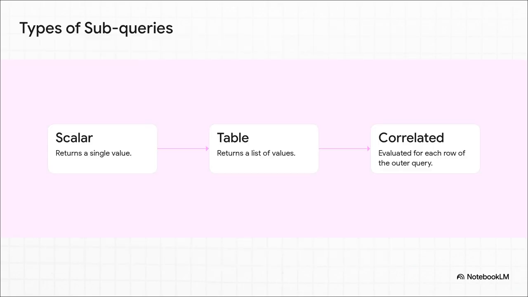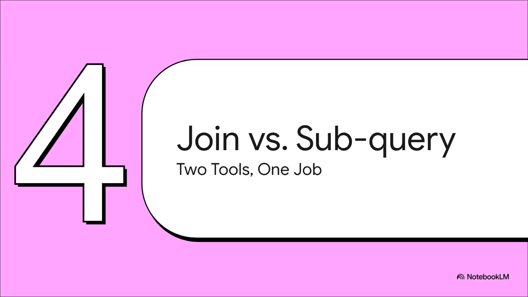Now, for our toolkit, we're going to focus on 2 main types. First, we have scalar subqueries. These are designed to return just a single value, like one specific customer ID. And second, we have table subqueries, which are built to return a whole list of values that you can then check against. So you're probably thinking, okay, so when do I use a join and when do I pull out this new subquery thing?